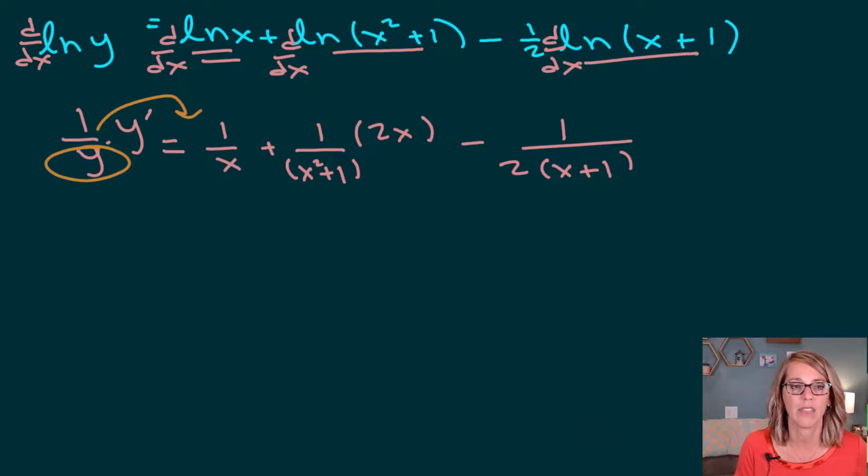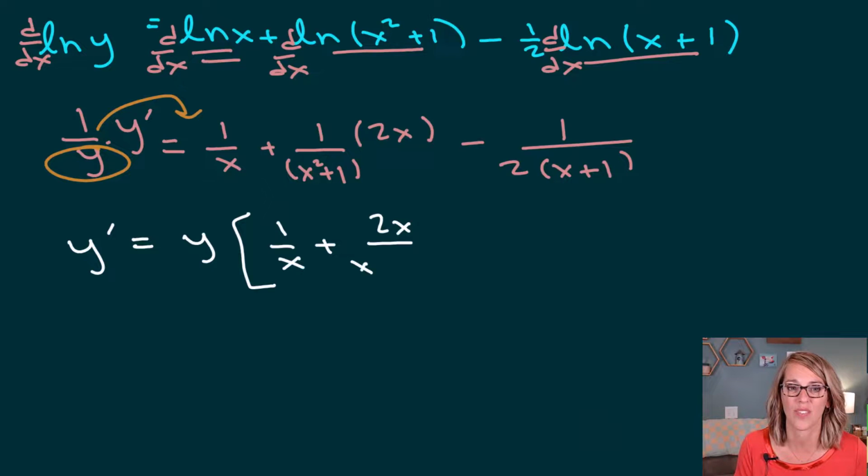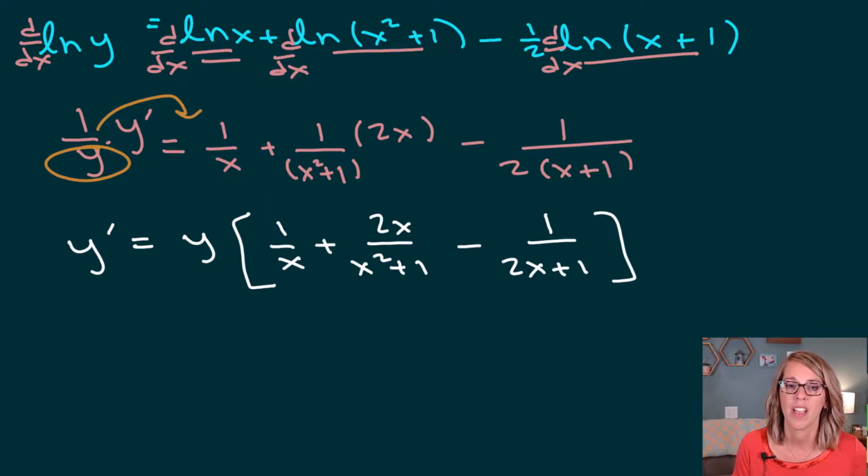So as I'm cleaning this up, let me put things back in white. I end up with y times 1 over x plus, I can write this as 2x over x squared plus 1 minus 1 over, let's move that 2 through, 2x plus 1. All I've got left to do is to bring my y back.